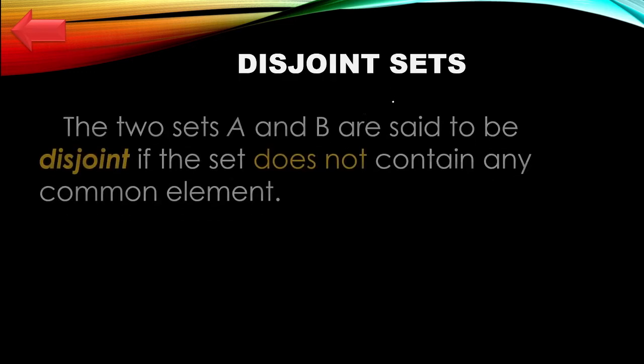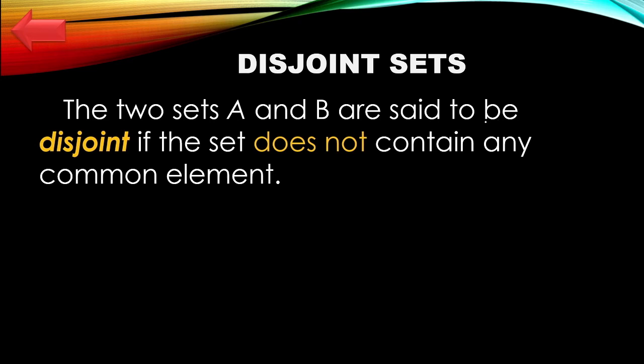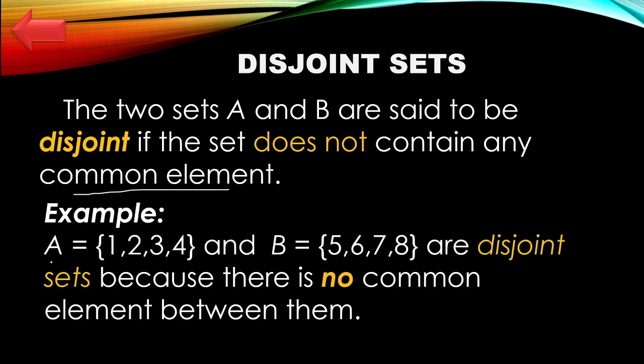Disjoint sets. The two sets A and B are said to be disjoint if the sets do not contain any common elements. So, pag walang magkaparehong element, yung dalawang set, tawag sa kanila is disjoint sets. For example, set A has the element 1, 2, 3, 4. And set B has the element 5, 6, 7, 8. So, they are called disjoint sets because there is no common element between them. Walang magkapareho sa kanilang element.